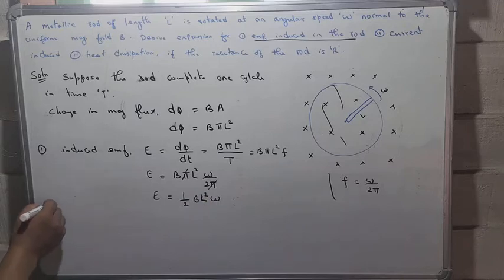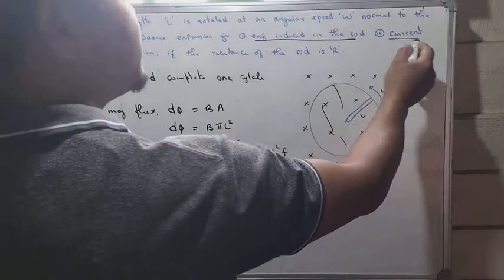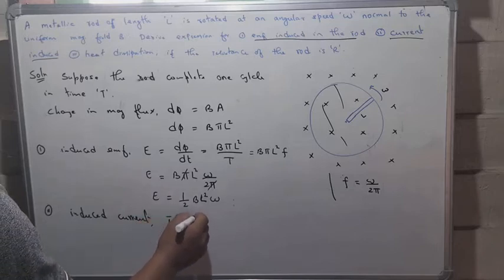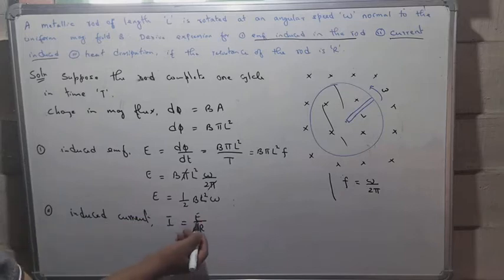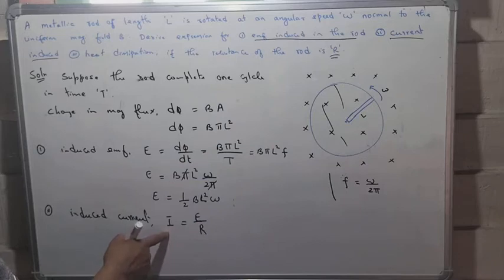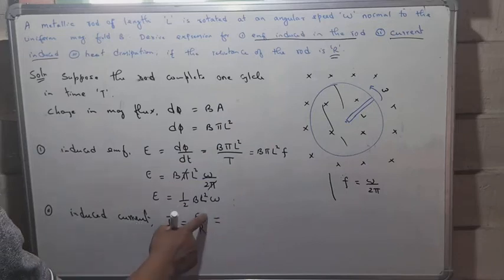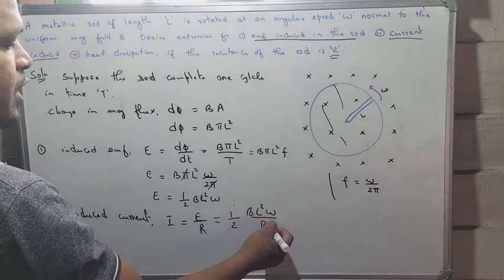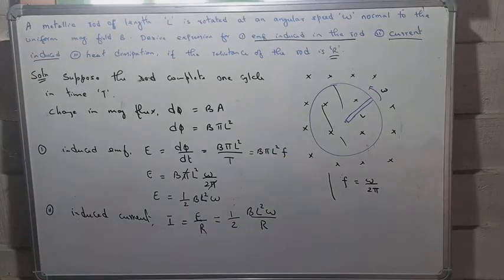Number 2. The second part of the question is to find out the induced current. So once you know the induced EMF, the induced current can be obtained using this equation. I is equal to potential upon resistance. But what is the potential in this case? It is the induced EMF E. And the resistance of the rod is already given. It is R. So therefore, induced current I is equal to E upon R. So instead of E, you write this value, so you'll get half B L square omega upon R. So this is the induced current.